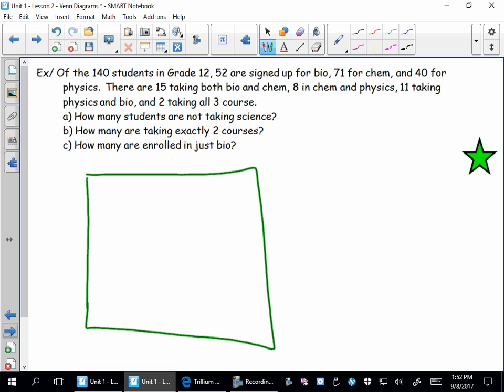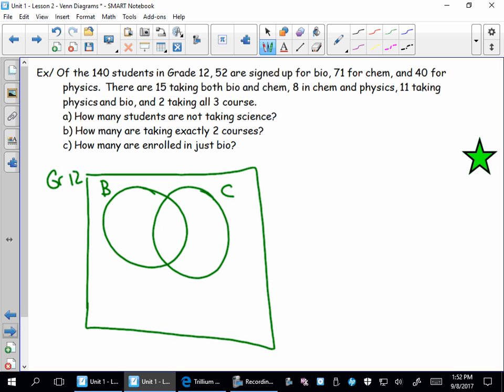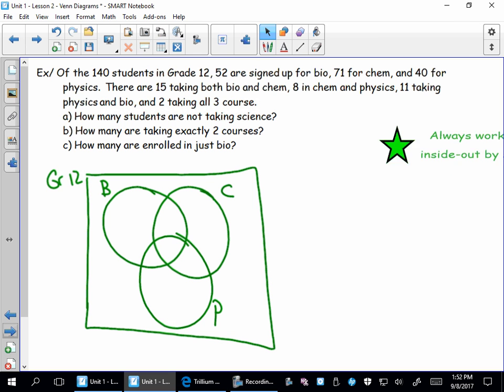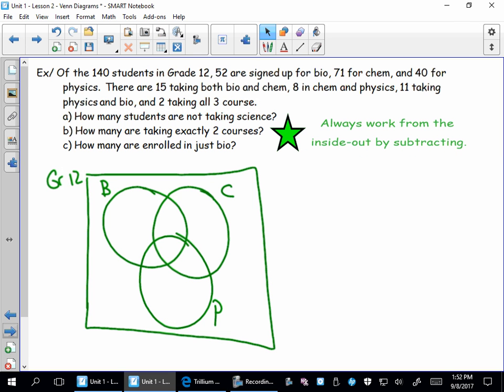I got my grade 12 class here. This is grade 12, my universal set. I've got some bio students. And there's some people who are taking bio and chem. And there's some people who are taking bio, chem, and physics. There's a triple overlap here. Okay? When we work on these Venn diagrams, we're always going to work from the inside out by subtracting. I want to start in the middle if I know it. If I don't, I'll have to figure it out. So that if we can, we want to figure out this part in the middle. And the good news is this time, we do. There's 2 people taking all 3 courses.